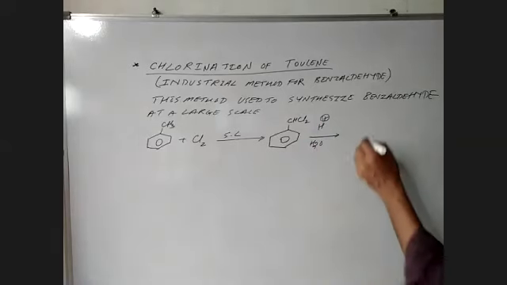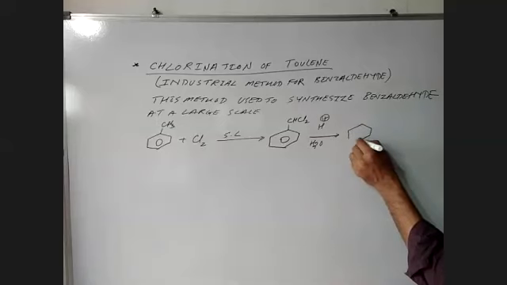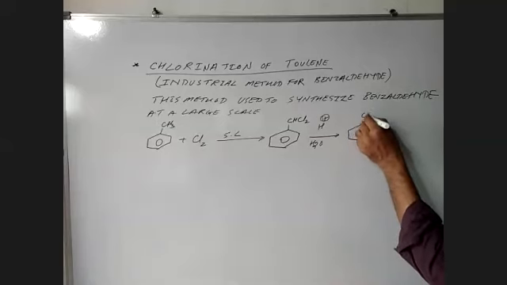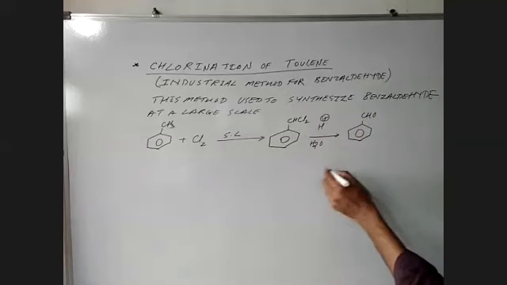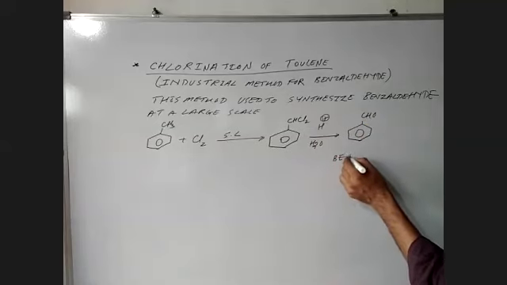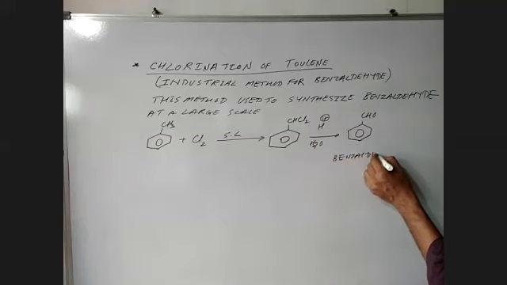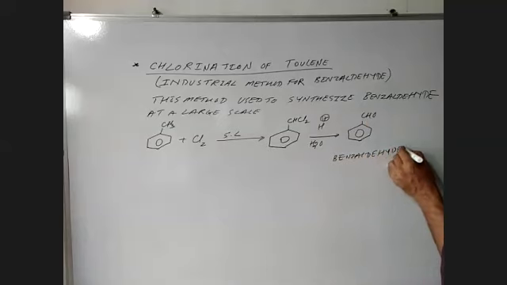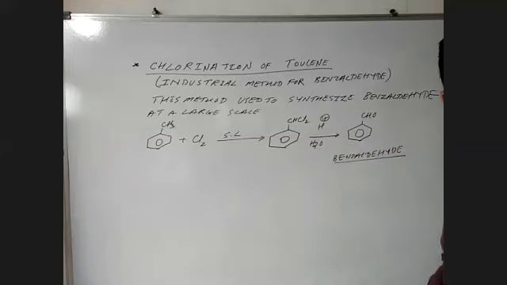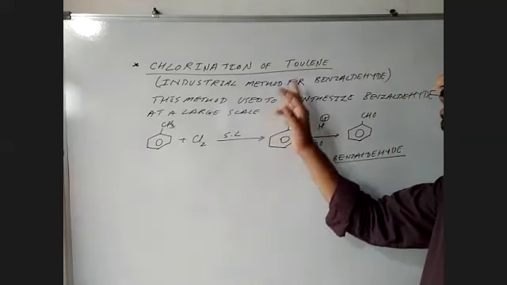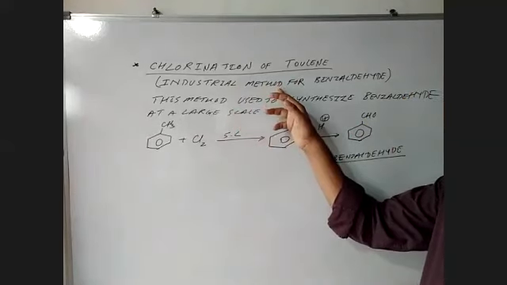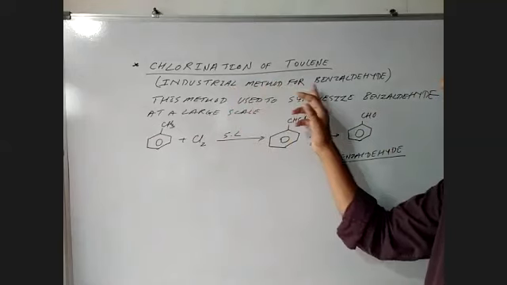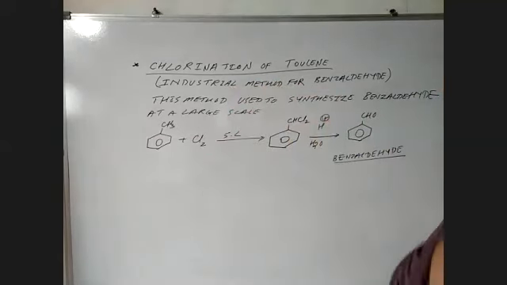This dichloro product, when you subject it to acid hydrolysis, directly forms benzaldehyde. This method is called chlorination of toluene and is also very well known as an industrial method for benzaldehyde synthesis. This is a very simple reaction. Fine.